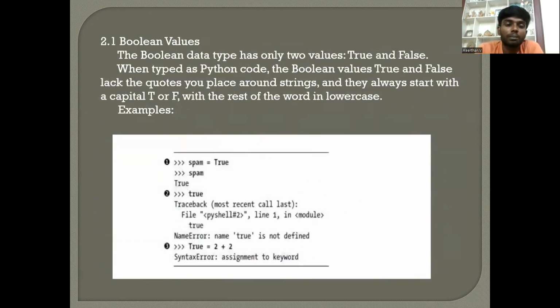Now, what are these Boolean values? These are a data type that has only two values, True and False. When typed in Python code, the Boolean values True and False lack the quotes you place around strings, and they always start with a capital T or F, with the rest of the word in lower case. So this is the example of True or False that is given below.